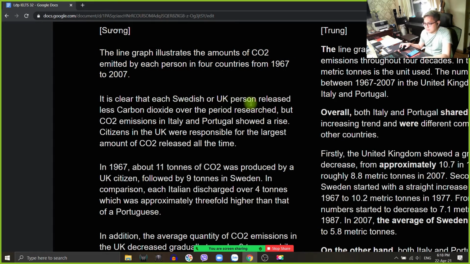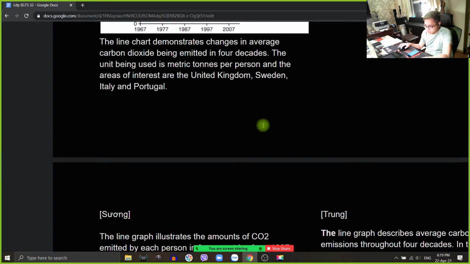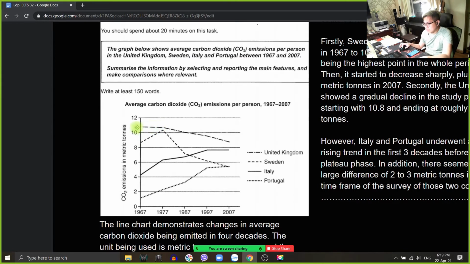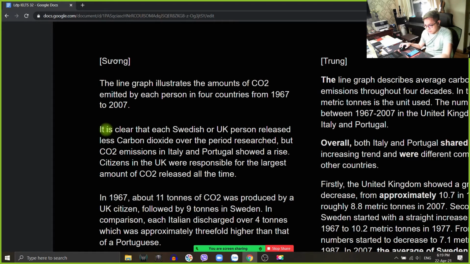It is clear that each Swedish or UK person released less CO2 over the period research. Wait, are you sure? Clearly, each person in Sweden or the UK released less CO2 over the studied period. Are you sure of this? Basically, they release a lot. It's 8 to 10 right from the start. And then they are still releasing a lot more than the two other countries, you know. Looking at this chart, Sweden and the United Kingdom emit up to 10, 11, 8 or so. They still emit much more than these two countries. Writing it that way is not true. If you mention it, it doesn't sound correct. Let's just say more.